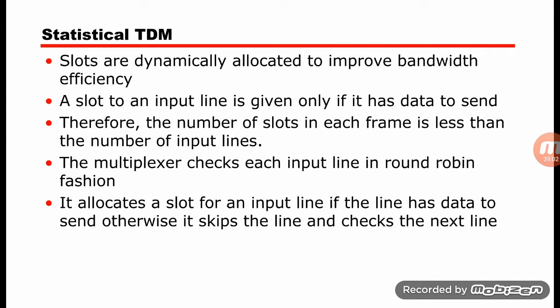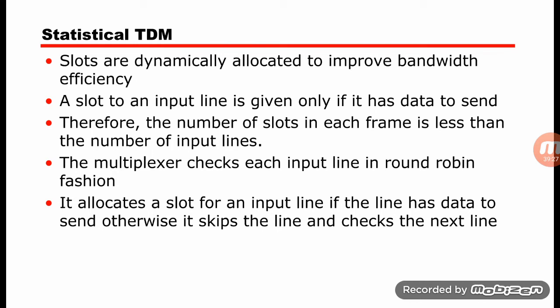A slot is given to an input line only if it has data to send. If it doesn't have data, it will not be given a slot, so you don't waste the slots. Remember that slide I showed you, with empty slots? Yes. So this avoids that. Therefore, the number of slots in each frame is less than the number of input lines. The multiplexer checks each input line in round robin fashion.